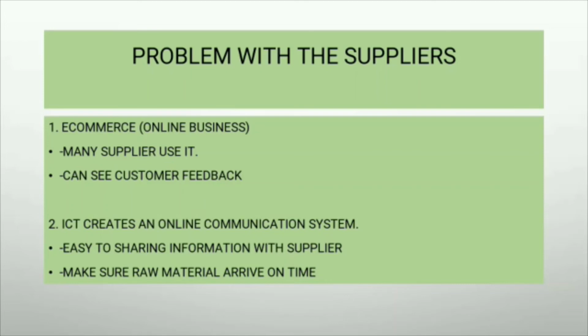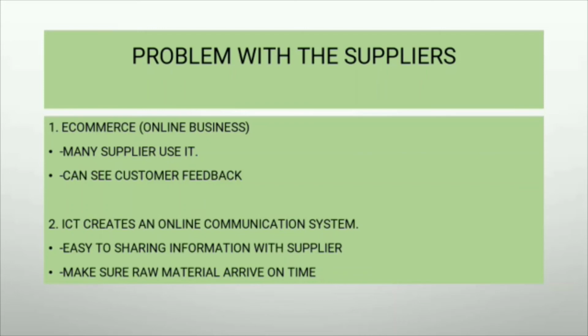Other than that, ICT makes it easier for SME entrepreneurs to communicate with their suppliers. ICT enables SME entrepreneurs to communicate with their suppliers online without requiring them to meet face to face to discuss the supply of raw material. They can use Skype, Google Drive, or HubSpot, or the easier and faster one, which is WhatsApp.